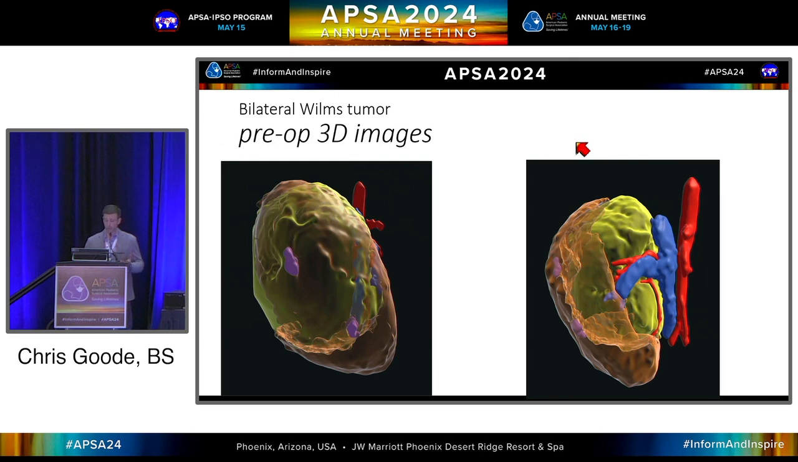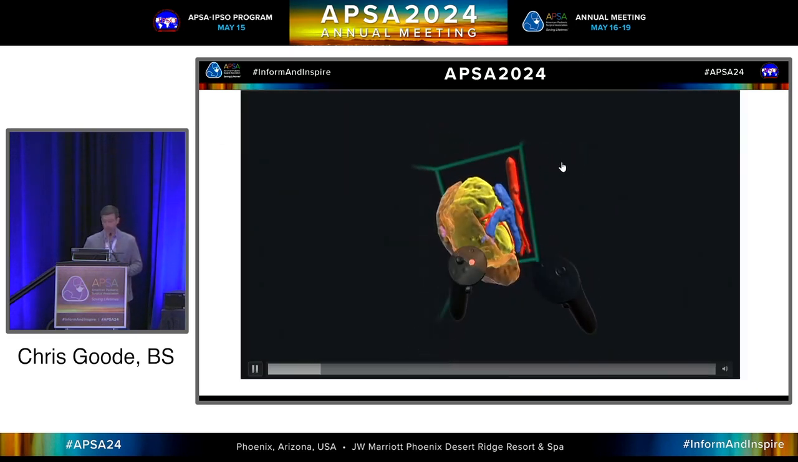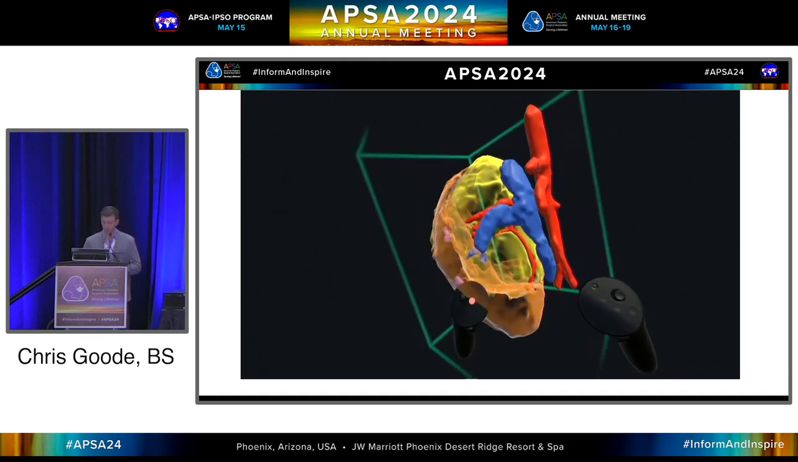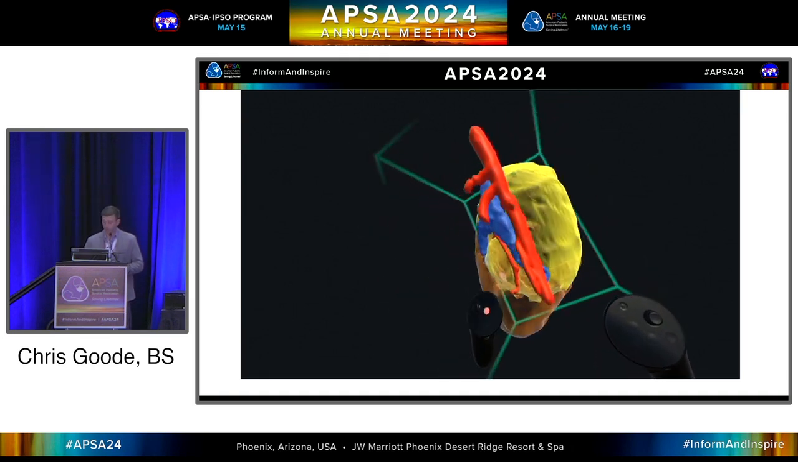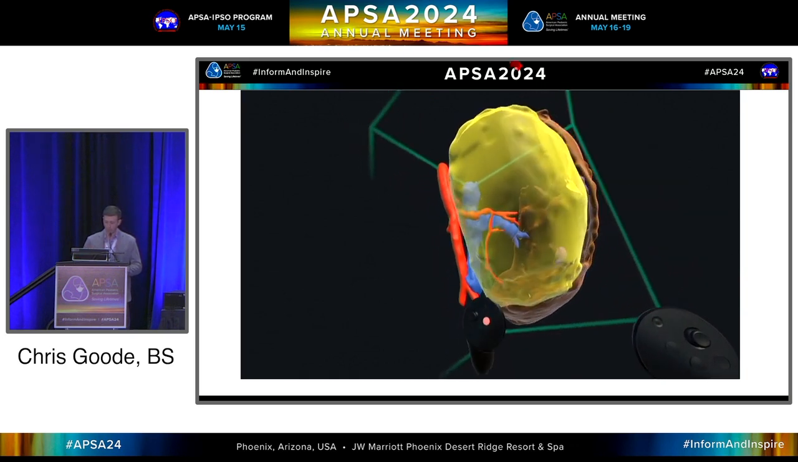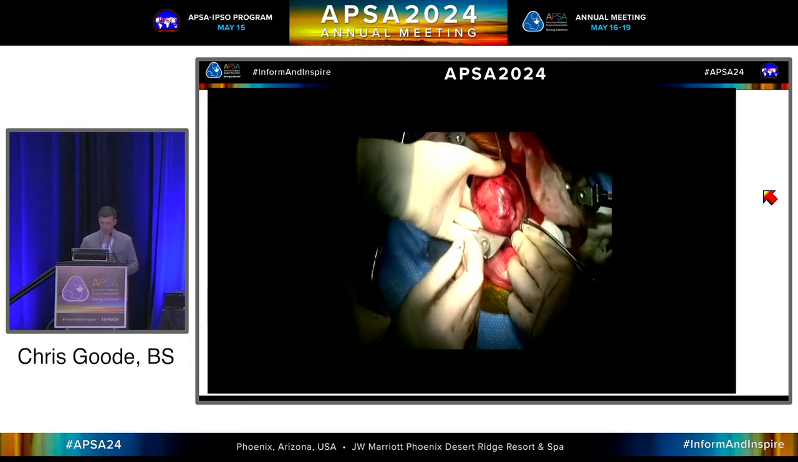So the 3D was really helpful in showing that the vessels were not encased by the mass and were actually just draped over it. So it made for a more promising surgical outcome. And the two purple areas are just two nephrogenic rests that we colored in, so he was able to see those. And this is just a quick video of him resecting the mass.